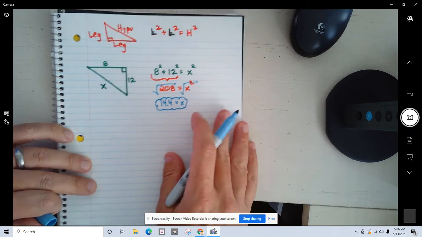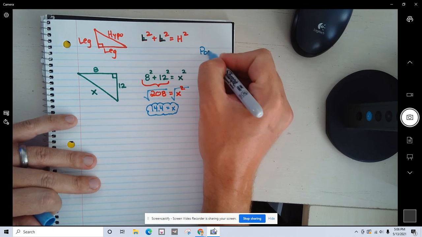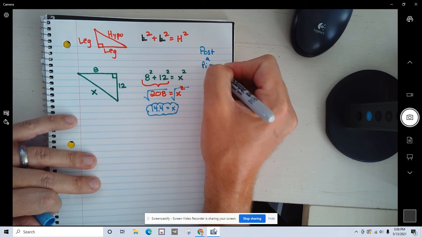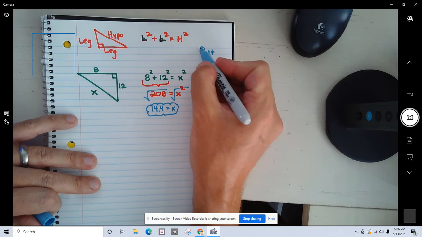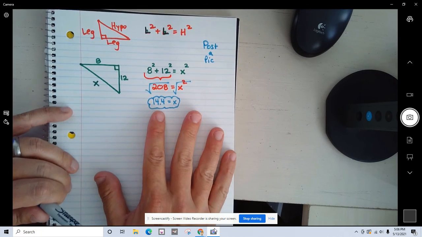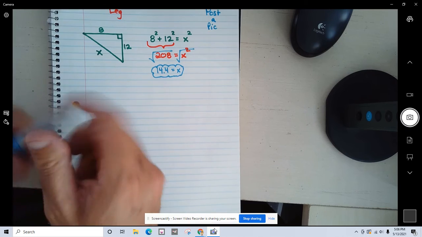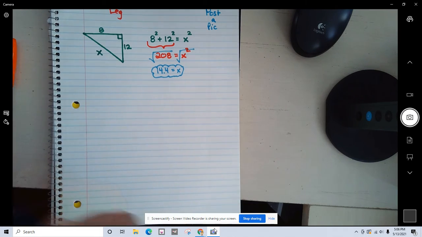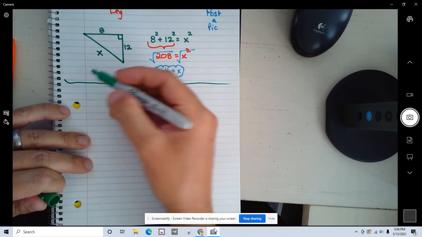Oh, I forgot. Let's make sure we post a pic of this work. All right, so if you haven't caught up yet, push pause, get caught up. I want you to post a pic of this when you're done to get full credit. All right, next one's a little different, and we're going to explain what's different about this next one.